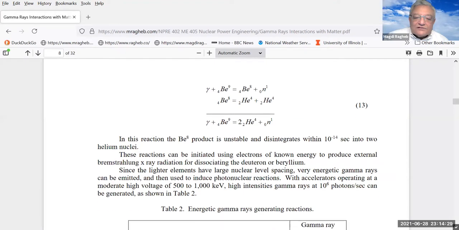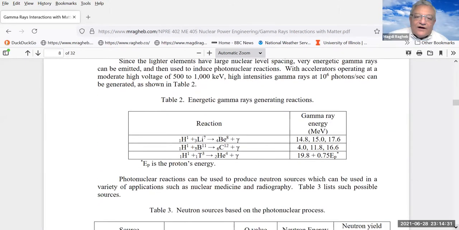So these reactions are obviously, if you have these gamma photons, we can create those types of interactions. There are reactions also in particle accelerators where we can generate very powerful gamma rays. For instance, if you have a proton accelerator and you hit a target of lithium-7, you'll find that you produce that beryllium-8 that we mentioned earlier, and you get gamma photons. And the gamma ray energies can be extremely large, about 15 million, even 17.6 million electron volts.